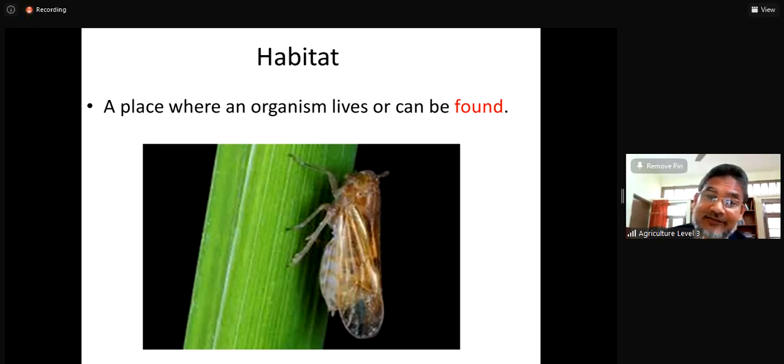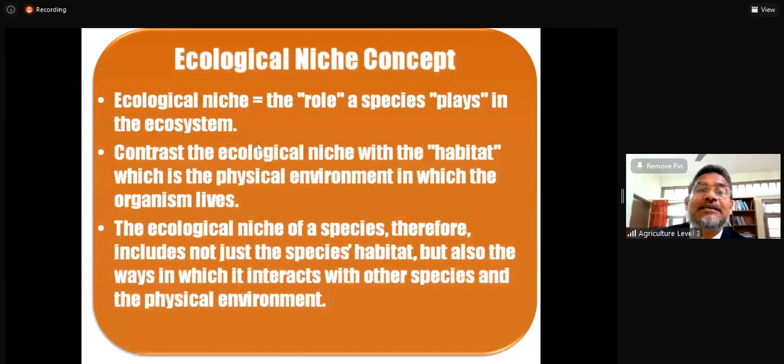So it is taking some food, it is laying some eggs, it is finding some places. If the upper part is very hot, it will go to the lower part of the rice plants. It wants to find the shady area, or it wants to stay in the shady area. It wants to find the humid area in the rice field. So all these are its activities. The role it plays in that habitat is called the ecological niche. The role a species plays in the ecosystem.